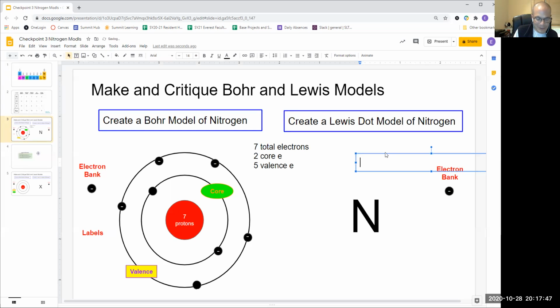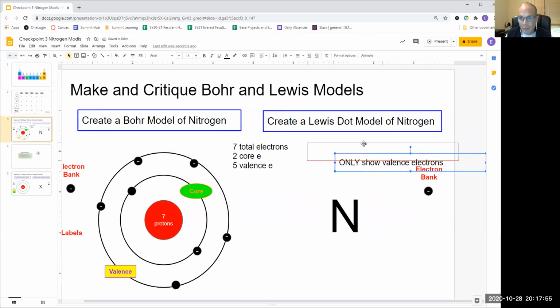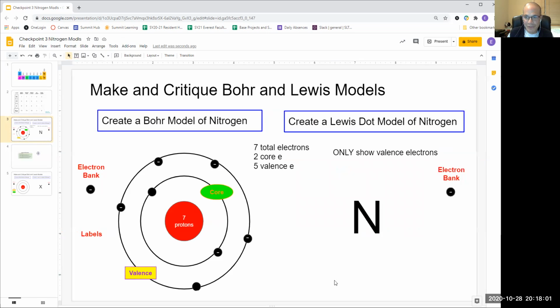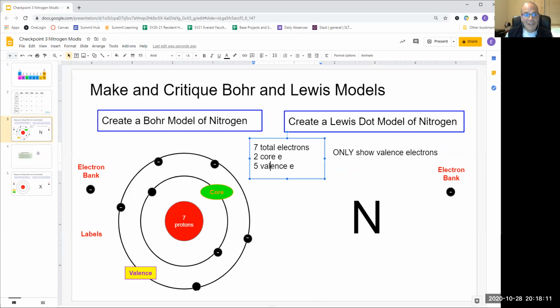I'm gonna put this right here. Only show valence electrons, because that is really the most important aspect of the Lewis model when you think about making it: we do only show the valence electrons. It makes it cleaner, it makes it simpler, and it's important for other purposes, which I'll talk about in a little bit.